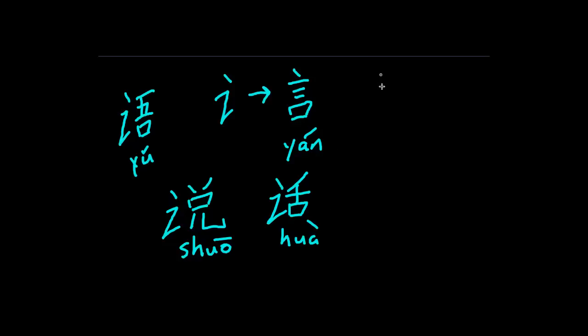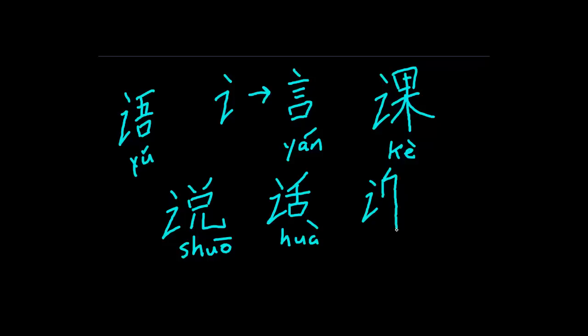Two more quickly. It is also in this character here. 课. 课 means class. So I can say 上课. Oh, this should be a little bit longer. 课, class. And last one, 谢谢. I know you guys don't like writing this character, but you don't really have a choice. You got to know how to write it. 谢. 谢 also has the language radical in it.